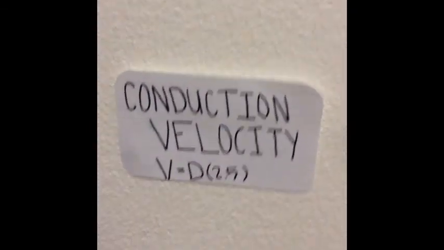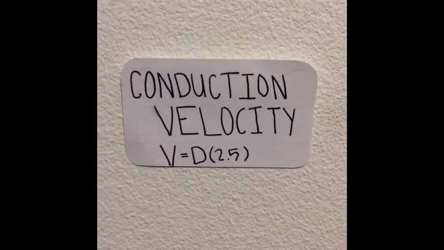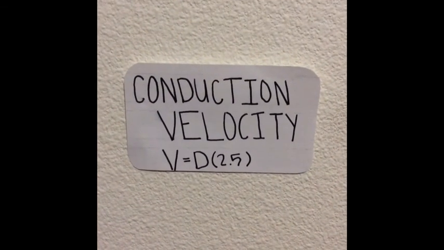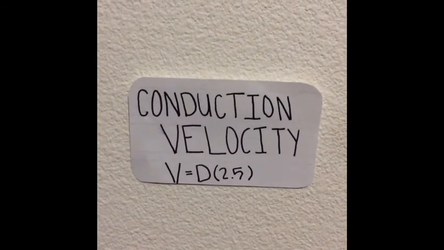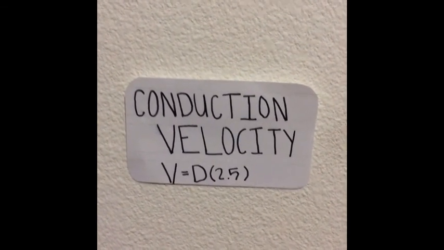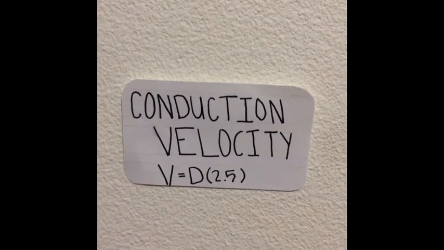Another measurement that is commonly used is conduction velocity, or more commonly known as the speed of the impulse. By knowing that myelin is a great insulator, it can also be concluded that saltatory conduction is faster than continuous conduction when it comes to calculating the velocity of the impulse itself.